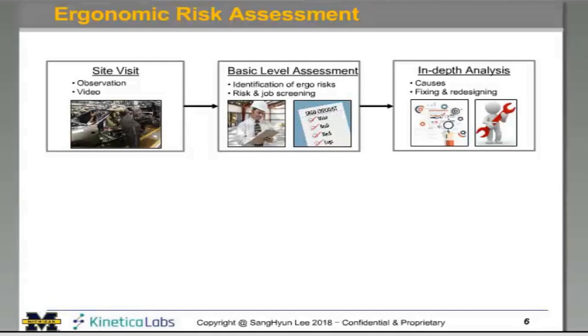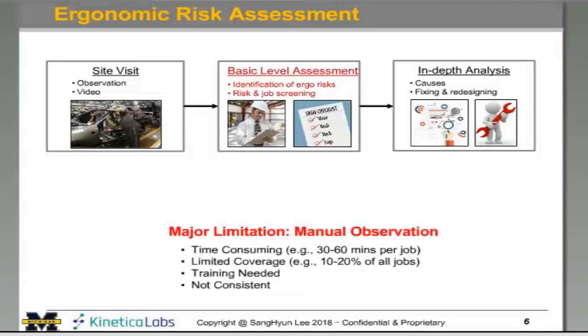When we look at this process, one of the major limitations is manual observation. You have to manually observe. You have to go to the site and see what the worker is doing, or you have to take a video and play it back more than 10 times to figure out what kind of input you need for a basic level of risk assessment. So it is time consuming.